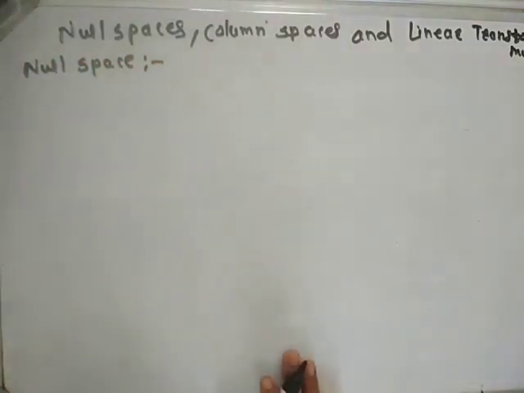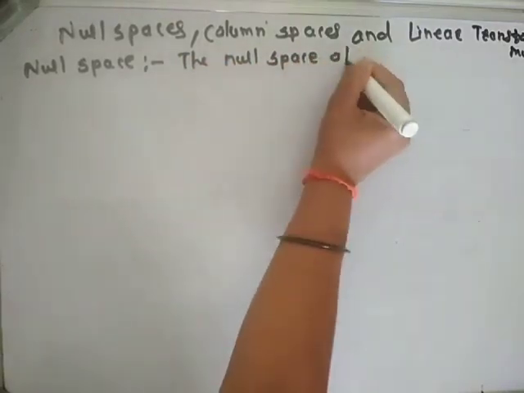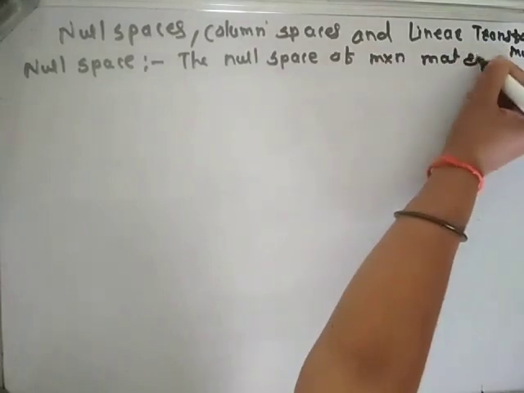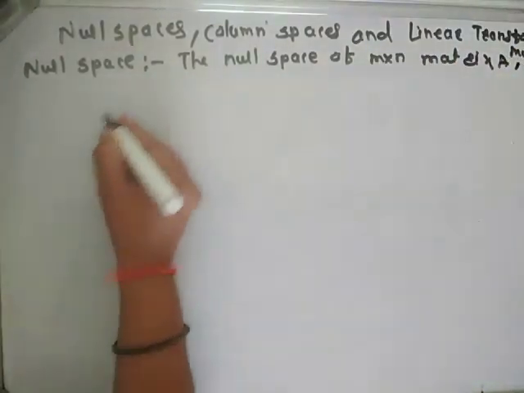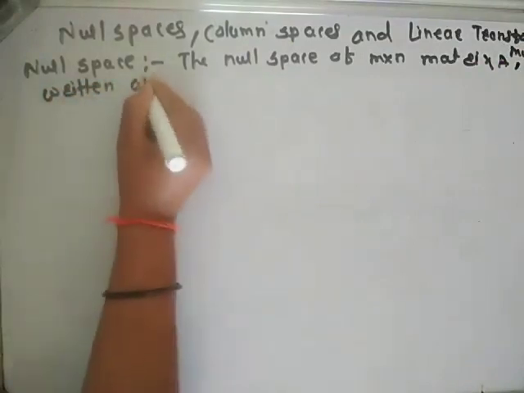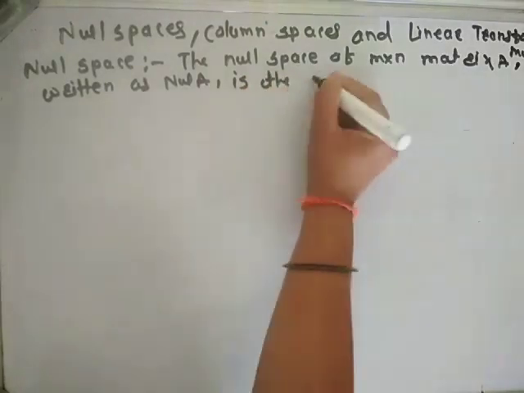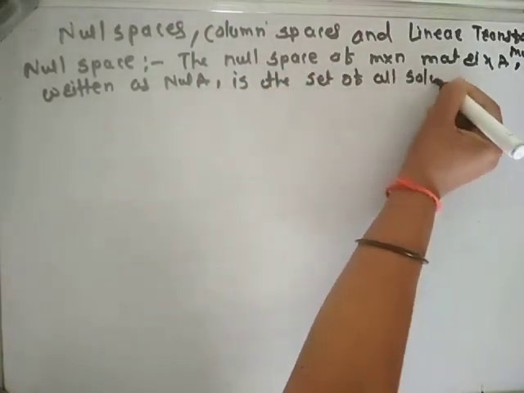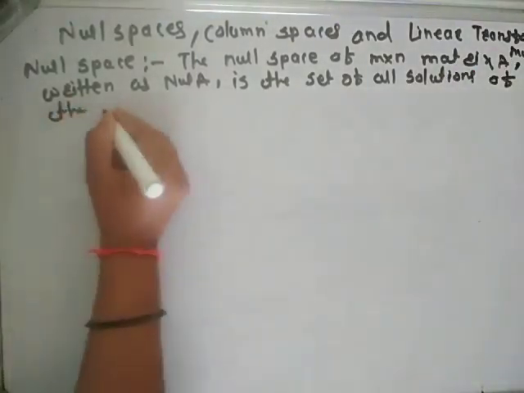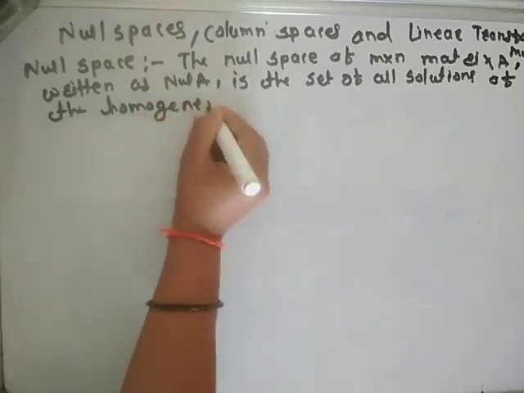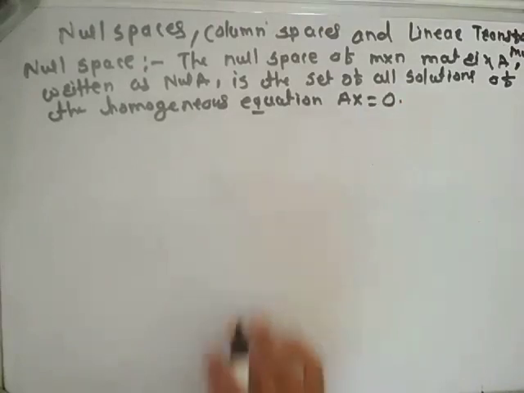Definition of null space. The null space of an m by n matrix A, written as null space of A, is the set of all solutions of the homogeneous equation A into x is equal to 0.